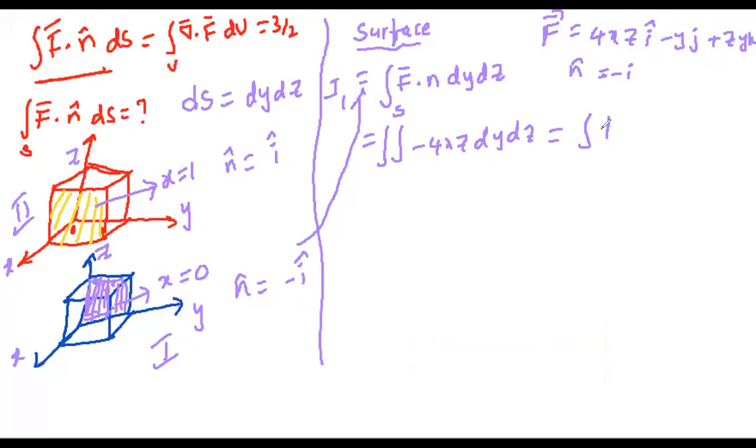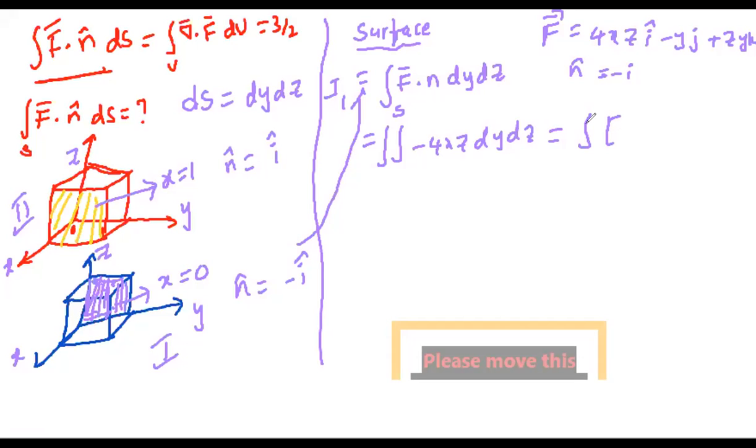Then the limit is 0, I have to substitute after this. x is equal to 0, I have to substitute it. So this is for x is equal to 0. When I do this integral, I get 4xz square by 2, then into dy, where x is equal to 0.